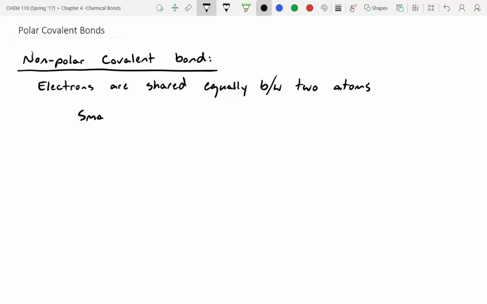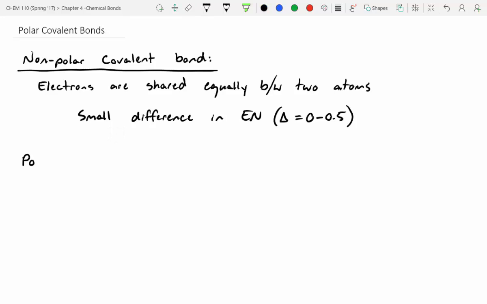So small difference in electronegativity. So the difference is typically between 0 to 0.5. If it's larger than that, it's typically not shared equally. One of the atoms will win out.